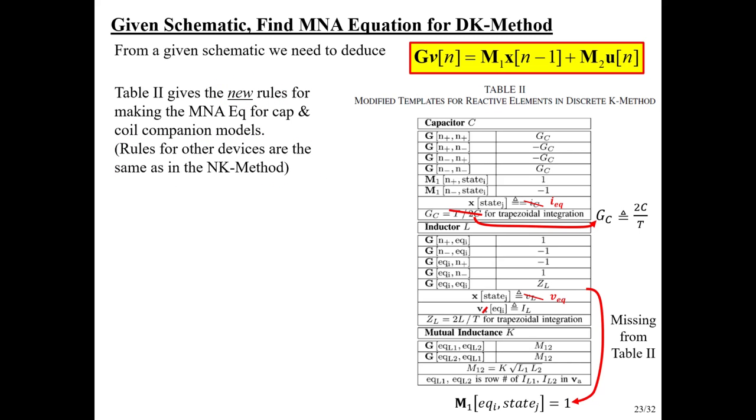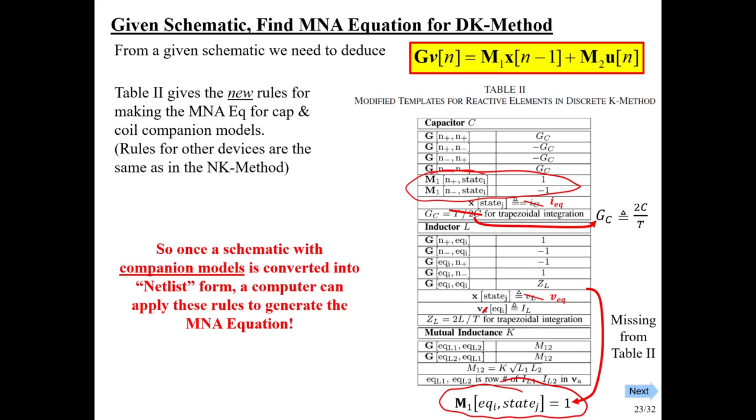One thing missing from table 2, another typo. There should be an entry for M1 for our inductor. So we have M1 entries for our capacitor, but the M1 entry for the inductor is missing. So there it is.